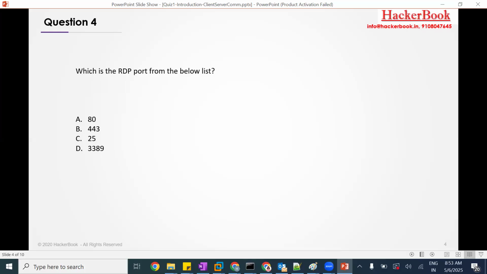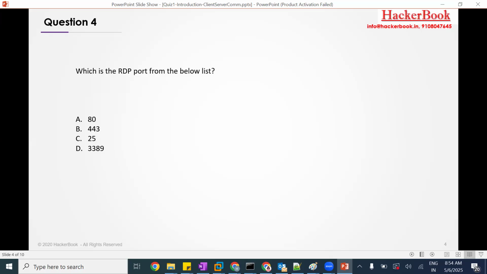What is the RDP port number from the below list? We haven't covered this, but still I think you should be able to answer. RDP stands for Remote Desktop Protocol. What is the default port number of RDP? If I want to do remote access to a computer, we make use of RDP.